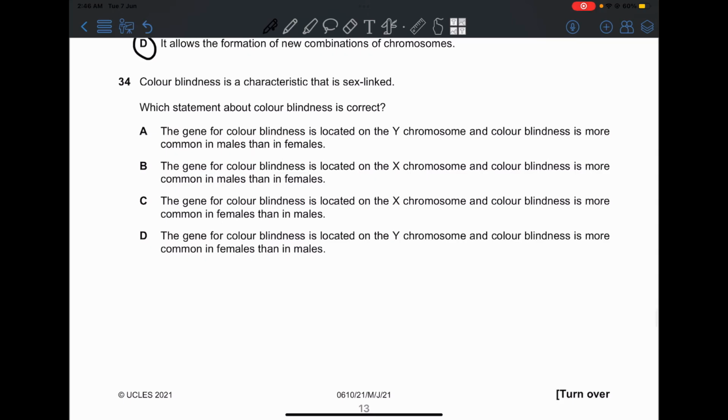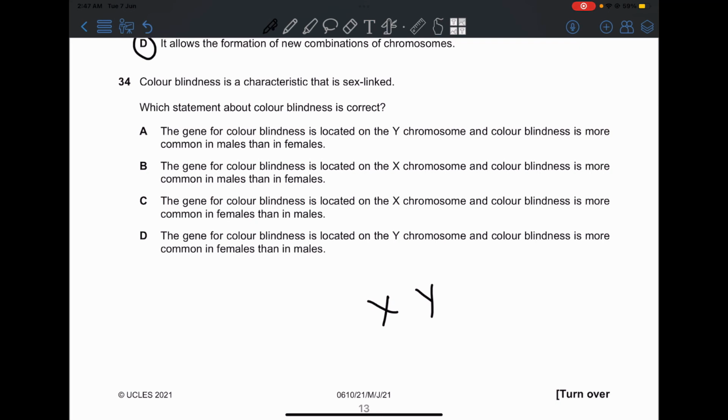34. Color blindness is a characteristic that is sex-linked. Which statement about color blindness is correct? Now we know that any sex-linked characteristic is actually a characteristic that is located on the sex chromosomes, or the X and Y chromosomes. So that makes it more common in one gender than the other gender. So let's see the options.